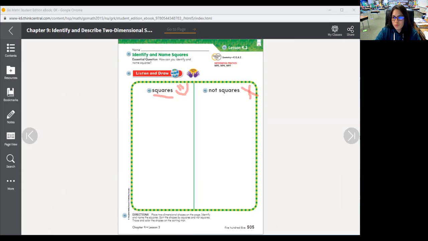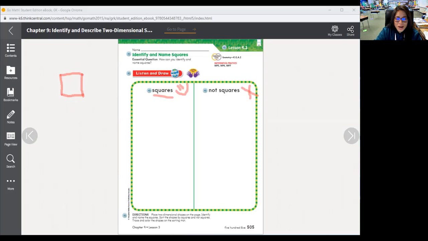So let me tell you a little bit about a square. A square has 4 sides, and they are straight lines, and they're all the same size. Okay, so there's 1, 2, 3, 4. So a square has 4 sides. If we look at this right here, this is 1 side. This is 2 sides. This is the 3rd side, and this is the 4th side, okay? So those are all the sides to the square, okay?